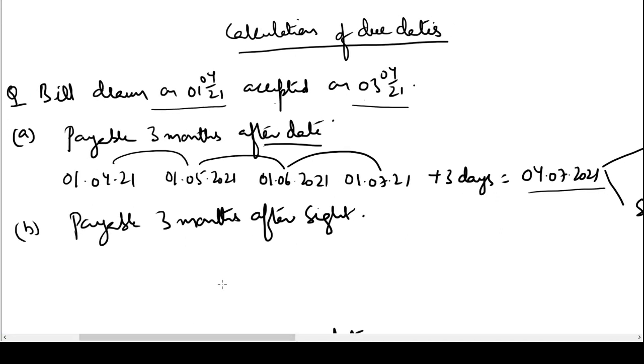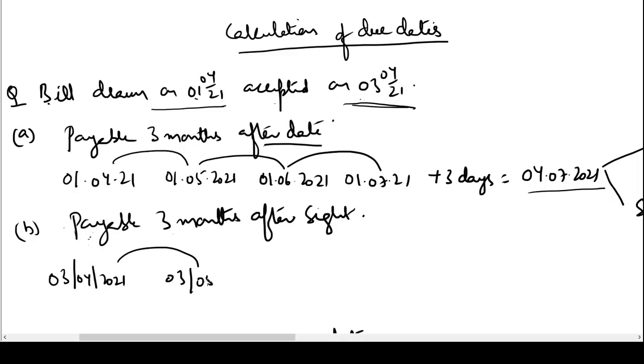Payable 3 months after sight. This is the same problem, I've just changed the situation here. Bill drawn on 1st April 21, accepted on 3rd April 21. But if it says that the bill is payable 3 months after sight, now when we say after sight basis, the duration will commence from the date of acceptance of the bill by the drawee. So from 3rd April 21, we have to count 3 months time.